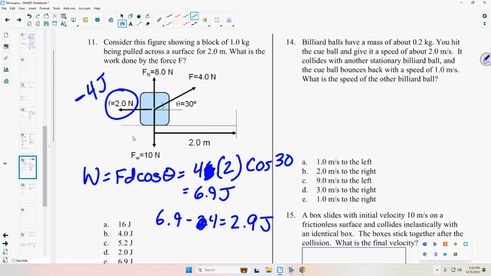Matt? This force right here is perpendicular to the displacement, so it doesn't do any work. That's why this cosine theta term, if it's perpendicular, that angle is 90 degrees, and the cosine of 90 is 0. Okay? I forgot who asked that. Who asked that? That's good?